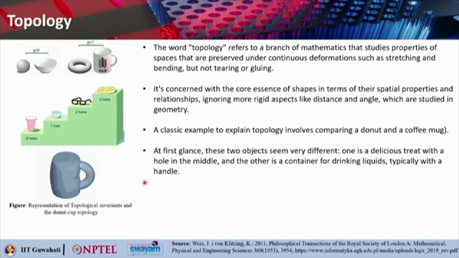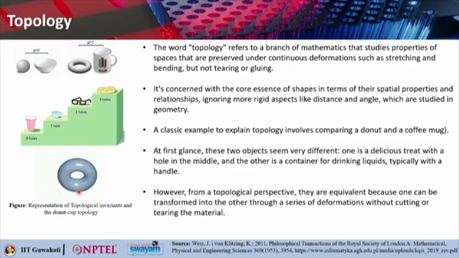So, one is a very delicious treat with a hole in the middle, that is a donut, and the other one is a container for liquid, typically coffee, and it has got a handle. Now, if you think of it from the topological perspective, you can see that they are basically equivalent.